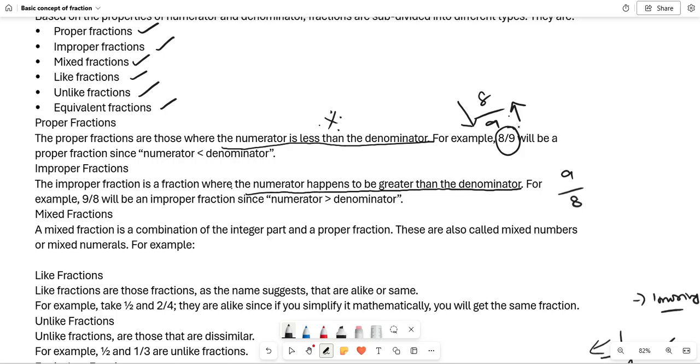The difference between numerator and denominator: if the numerator is less than the denominator, it is proper. If the numerator is greater than the denominator, it is improper.